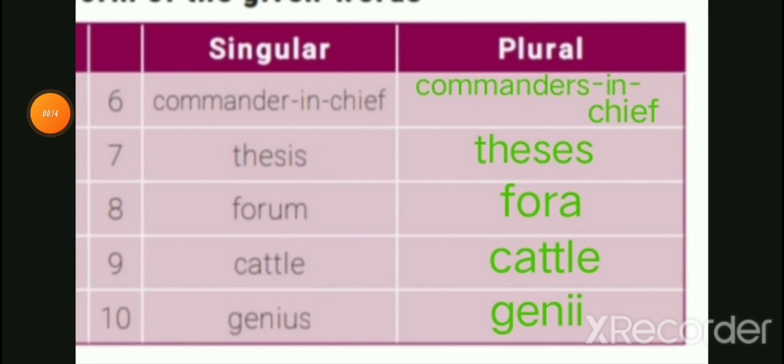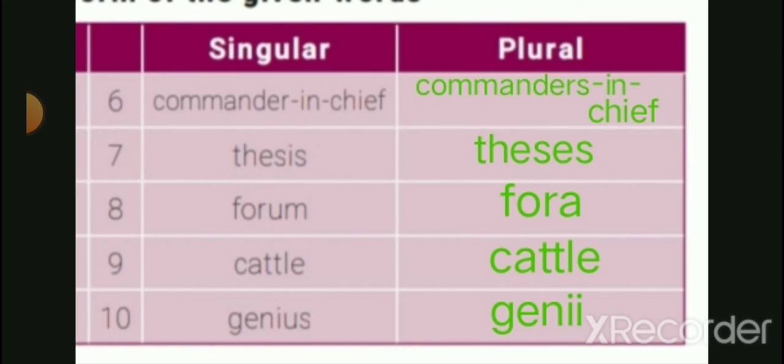Yes, now we are going to see another 5 exercises. The sixth one is commander in chief. In this we have to add s in the first hyphenated word, that is commander. So it will become commanders in chief in plural. And seventh one is thesis. We have to cut the is and we have to add es in this type. So it will become theses in the plural.